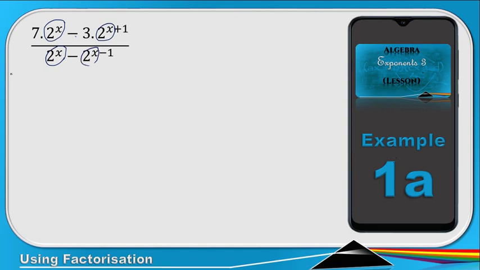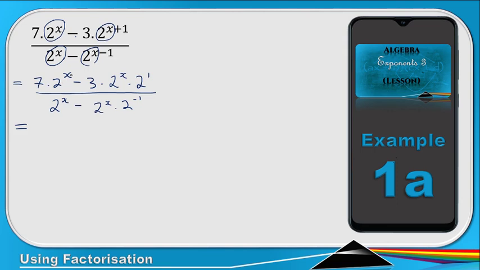Now, before we start factorizing, the first step is to use the first law to break these parts up, because we only want to take out the 2 to the power of x. So I'm going to say 7 times 2 to the power of x minus 3 times 2 to the power of x times 2 to the power of 1. Notice, if I use the first law, same bases, multiply, exponents add, I just went backwards and broke them up. And then 2 to the power of x minus 2 to the power of x times 2 to the power of negative 1.